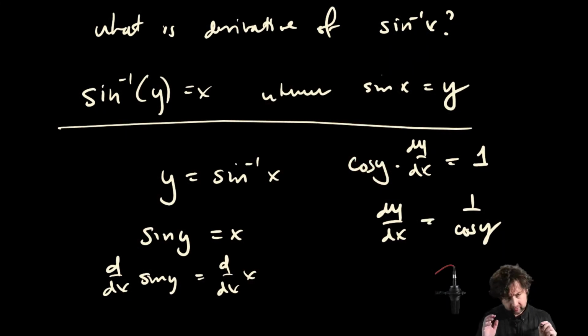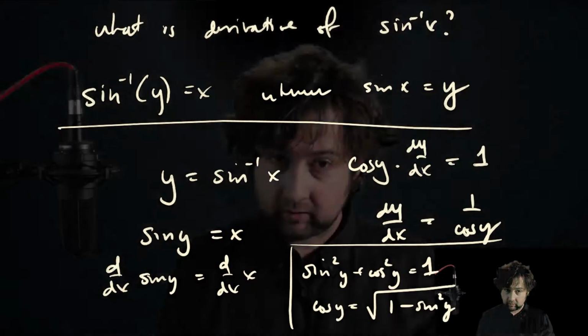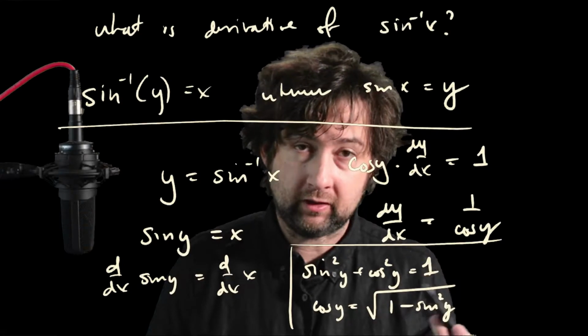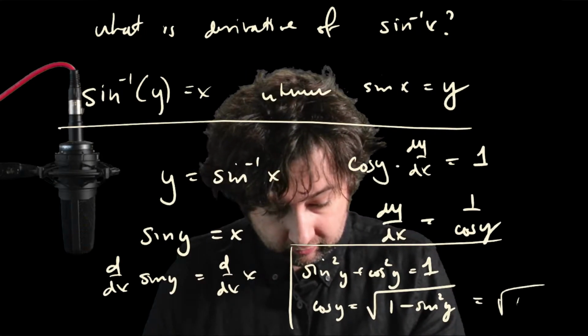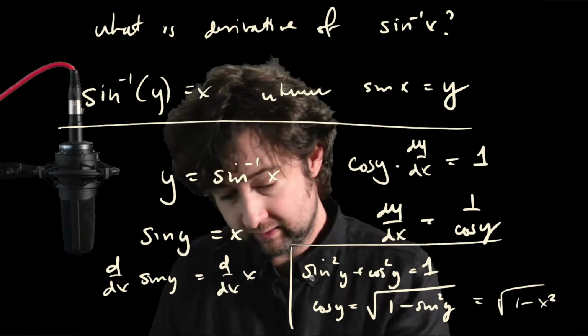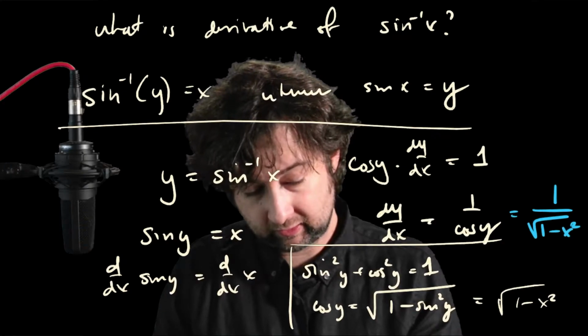So one way to do that is to notice that we still have the Pythagorean relationship that the sine squared of y plus the cosine squared of y is equal to 1. So there's one of your basic trig identities. And if we solve that for the cosine of y, we get cosine of y is equal to the square root of 1 minus the sine squared of y. But what is the sine squared of y? Right? What is sine y? Well, sine y is equal to x. So this is just the square root of 1 minus x squared. And what that means is that we get an expression for the derivative that looks like this: 1 over the square root of 1 minus x squared.